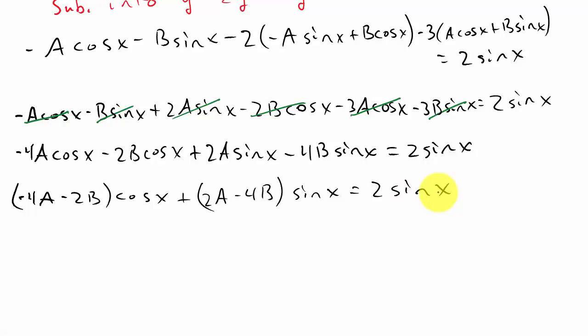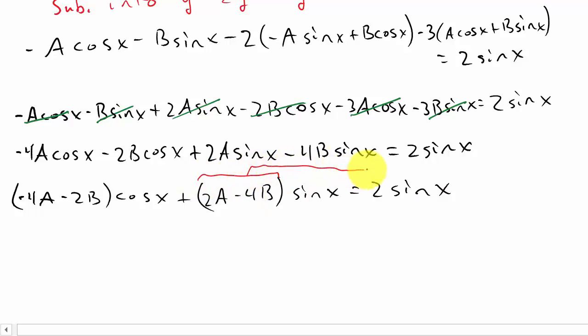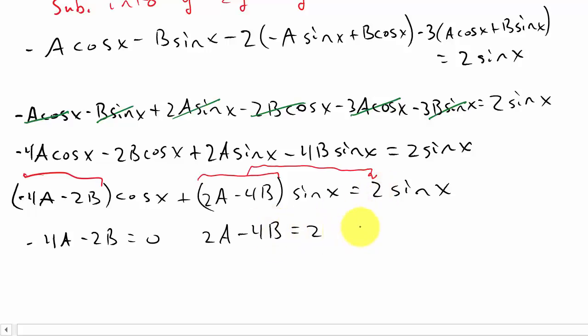Alright, so if you look at this, you see this sine x and this sine x. Well, in order for them to be equal, this has to be 2. And then notice we don't have a cosine over here, so that means this term here would have to equal 0 since there's no cosine over here. So we have negative 4a minus 2b equals 0, and then we have 2a minus 4b equals 2.